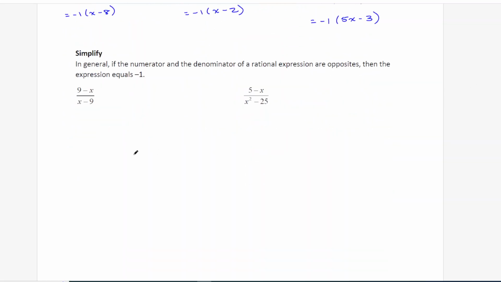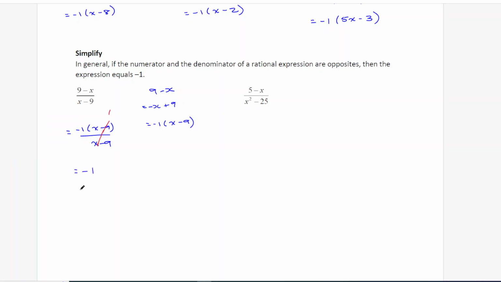Here's two questions. So if I have a question like 9 minus x over x minus 9, the first thing I can do is take that 9 minus x, write it as negative x plus 9, factor out that negative 1 to be left with x minus 9. So instead of having 9 minus x, I'm going to write negative 1 times x minus 9. In the denominator, I have x minus 9. Now I'm allowed to simplify, but it would simplify to negative 1.